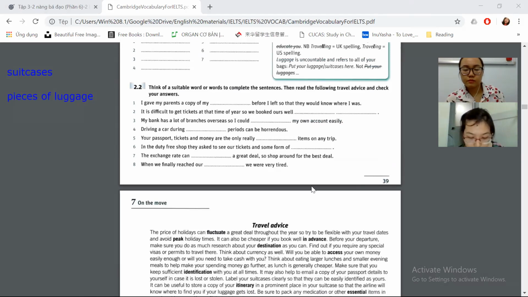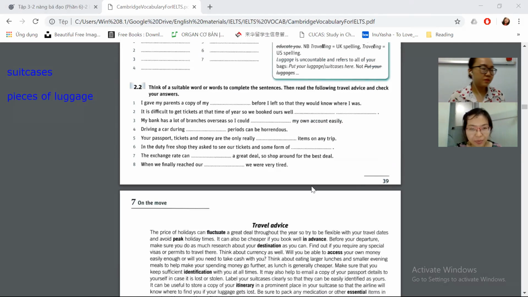I gave my parents a copy of my... before I left, so they would know where I was. My address, right? Not really. A copy of my hotel information. Okay, maybe. Yes, maybe, because we're just guessing.